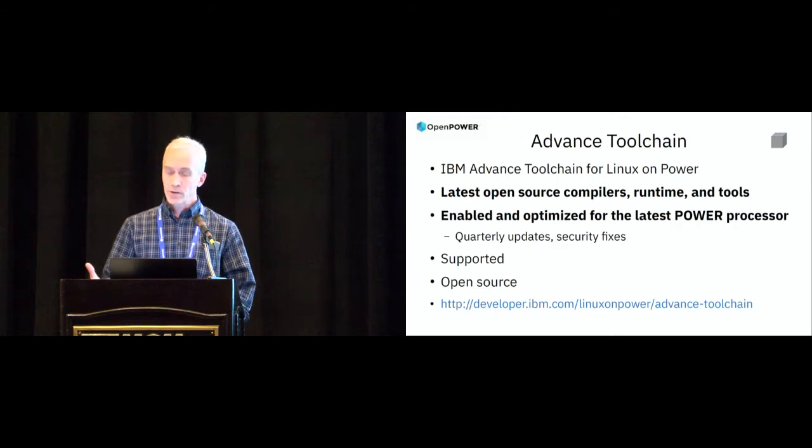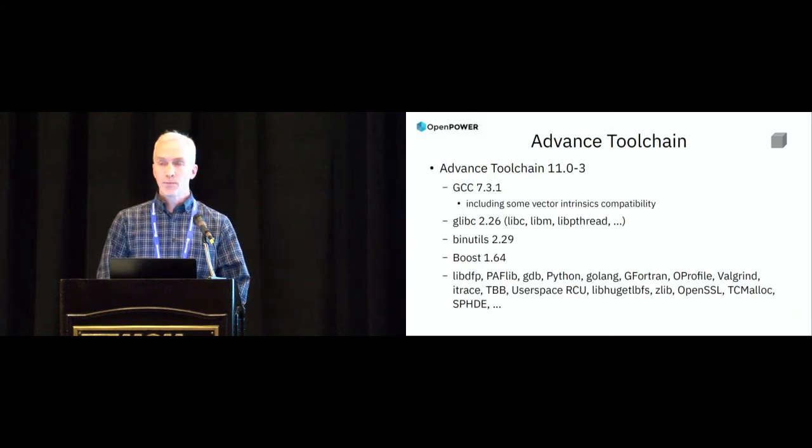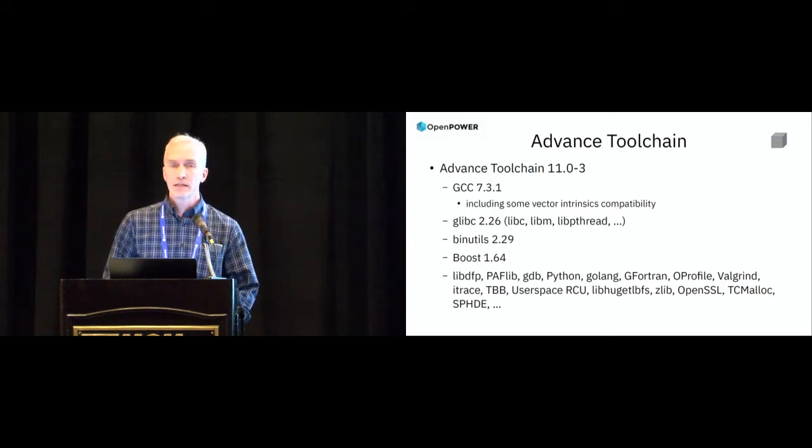It is updated regularly with security fixes and feature updates. It is supportable through the IBM support line. It's all open source. It's available with that link there. The most recent version of the advanced toolchain is AT 11.0-3. It has GCC 7, and you'll see why that's important in the next chart.